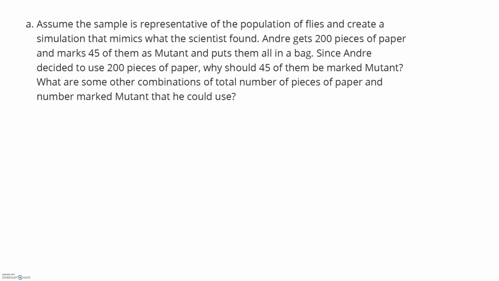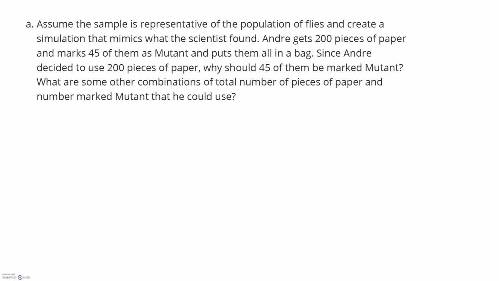He says, assume the sample is representative of the population of flies and create a simulation that mimics what the scientists found. So Andre gets 200 pieces of paper and marks 45 of them as mutant. How many pieces of paper did he get? 200. How many did he mark as mutant? 45. And puts them all in a bag. Since Andre decided to use 200 pieces of paper, why should 45 of them be marked mutant? What are some other combinations, the total number of pieces of paper and number marked mutant, he could use?